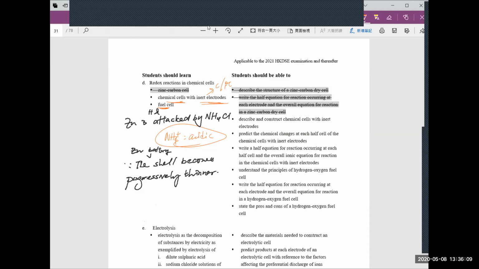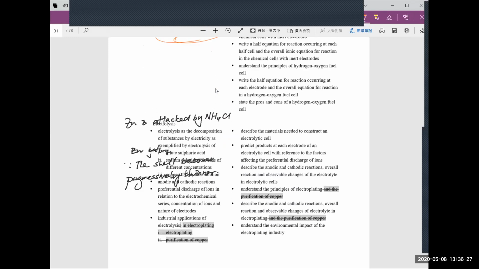So you are going to observe very, very clearly the setup in the fuel cell, such that you can answer the questions very carefully. Okay, this is what you need to know about redox in chemical cell.